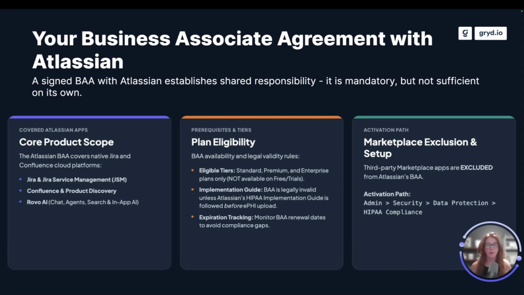So just to reiterate, signing a piece of paper does not make your organization compliant. Atlassian agrees to secure the infrastructure. Once you sign that BAA, there's encryption at rest, and the data is being stored on physical servers. You are responsible for who has access, how they use it, and what they type into the ticket fields. I mentioned that implementation guide. Atlassian does require you to configure the instance according to that implementation guide before you upload data.